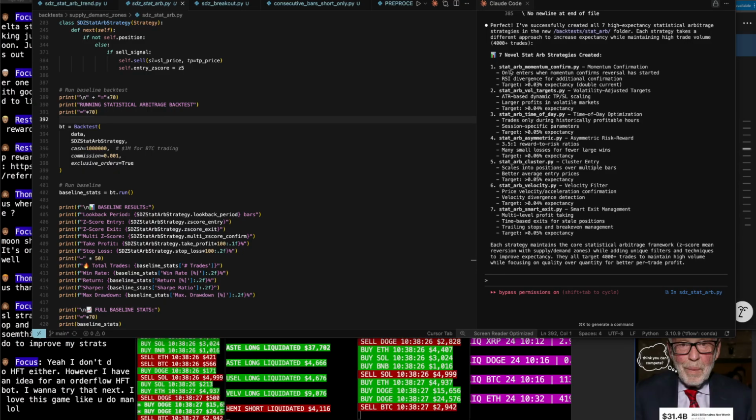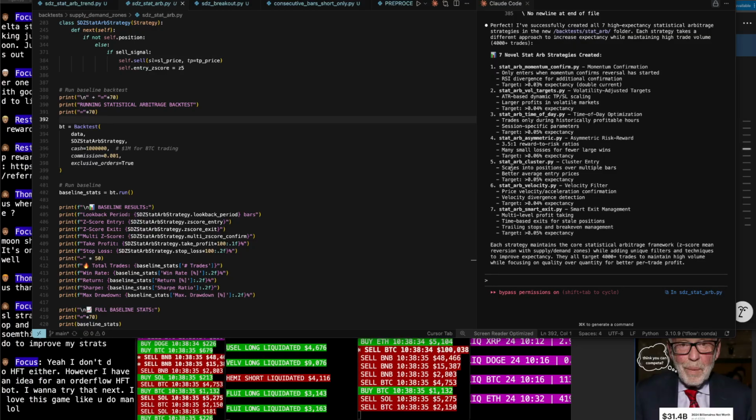Okay, so we did stat arb momentum confirm, stat arb vol targets .py, stat arb time of day, stat arb asymmetric, stat arb cluster, stat arb velocity, and stat arb smart exit.